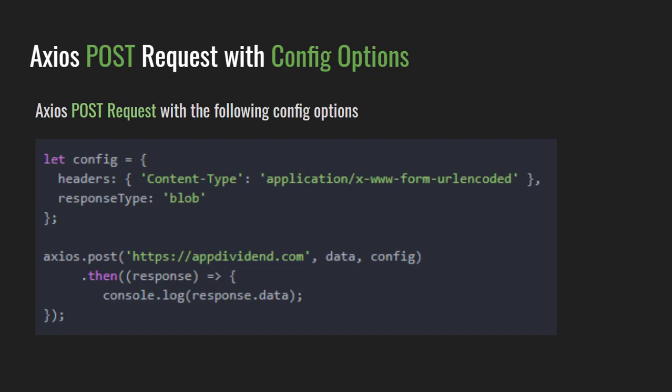Axios.post. So now we're going to post to our endpoint. We're going to pass our data and we're going to pass our config, which is right here, and then we're going to grab the response. So it just shows you that you can actually have a lot of configuration options in this. And that kind of wraps up Axios.